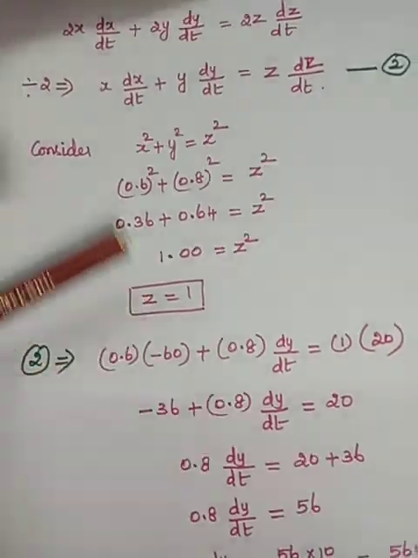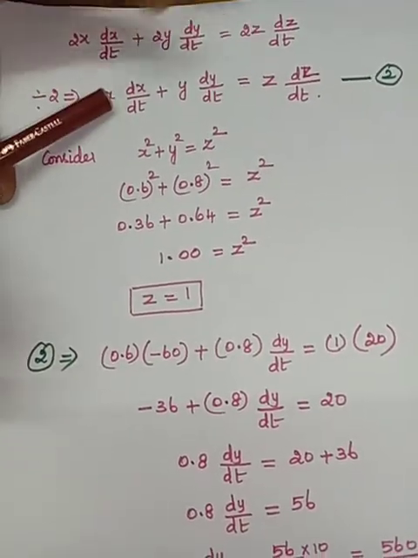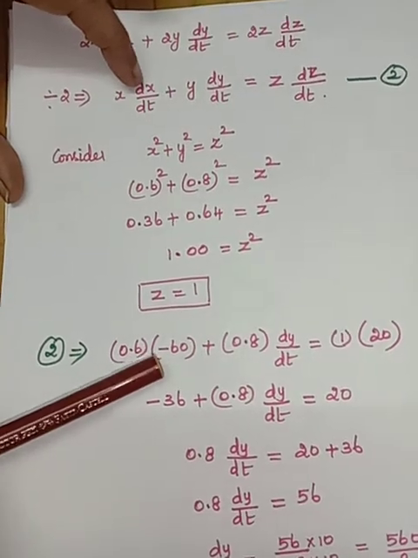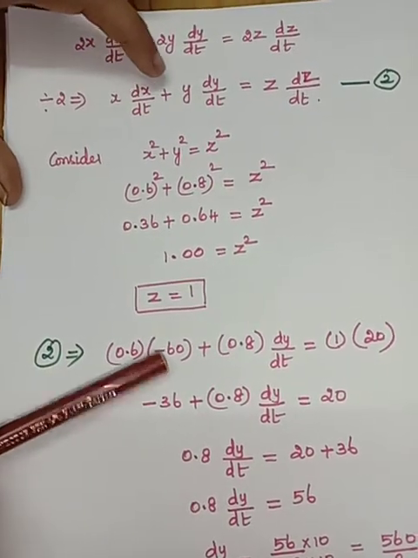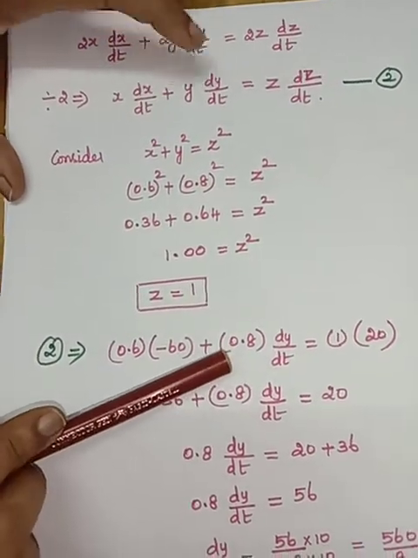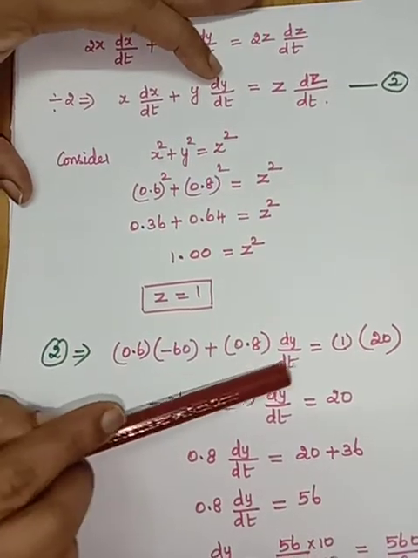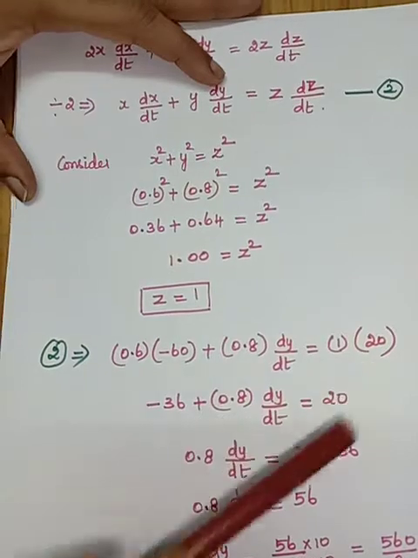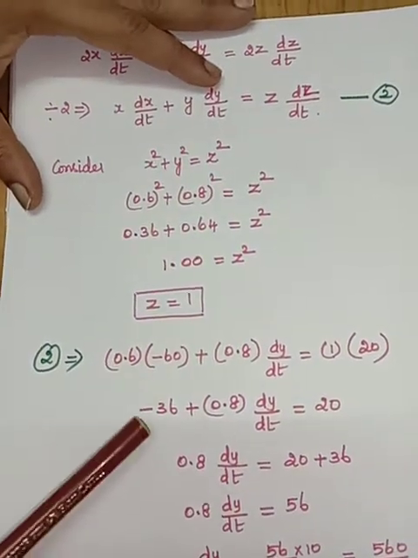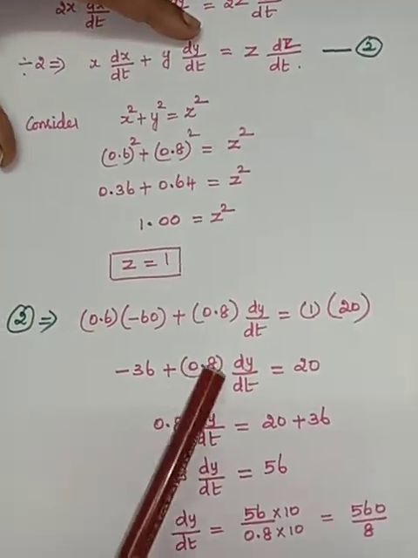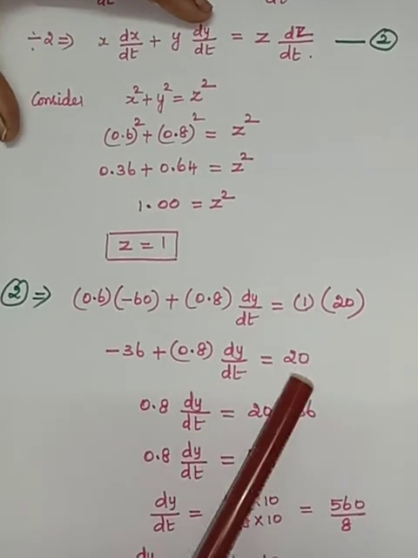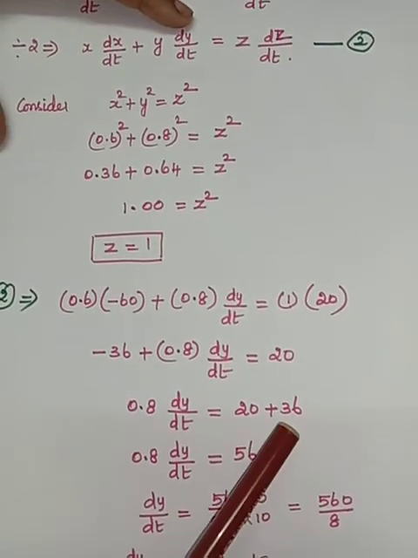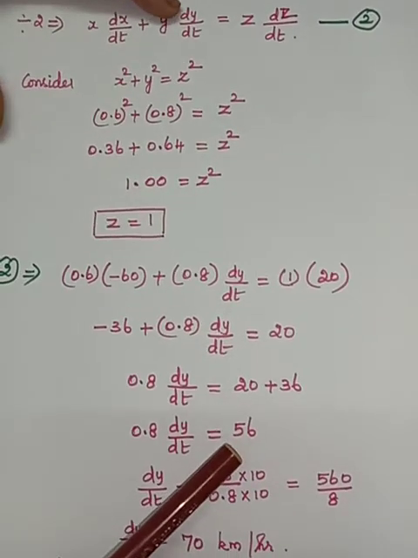Okay. So we have to substitute all the results in the second equation. So x is 0.6 and the speed of the jeep is minus 60 plus y is 0.8 and dy by dx, that is speed of the car only we have to find out, that is equal to 1 into 20. So here your answer is minus 36 plus 0.8 into dy by dt is equal to 20. So minus 36, when you take it to the next side, it is plus 36. So the answer is 56.